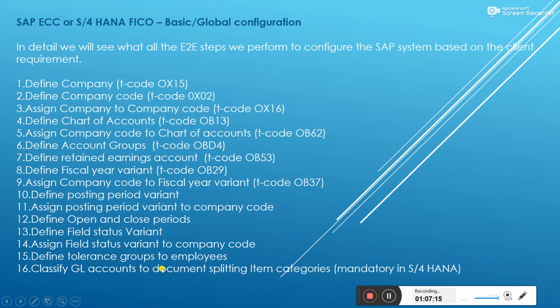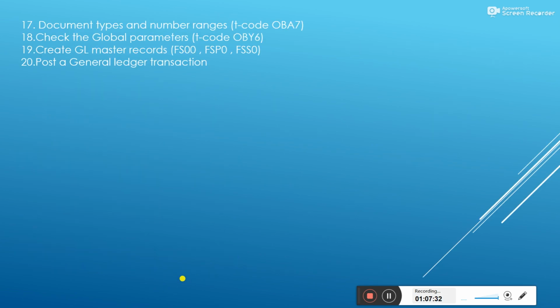Next, classify GL accounts for document splitting. In SAP S/4HANA, new GL is mandatory. That is the reason we cannot skip this. We have to do this, then only the system allows you to post an entry. This we will do now, step 16.